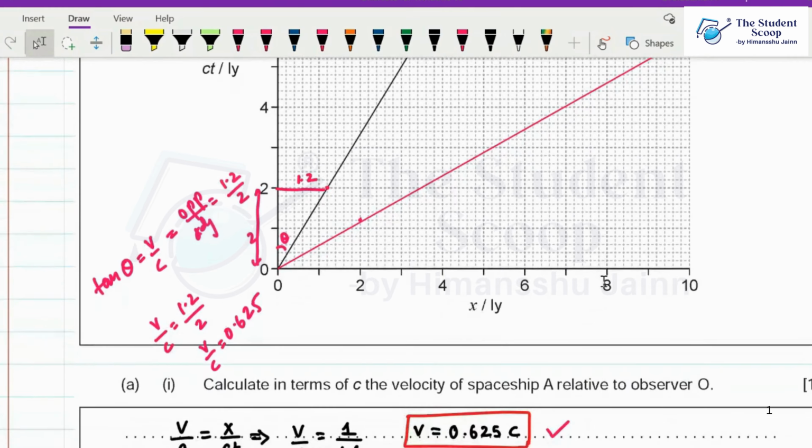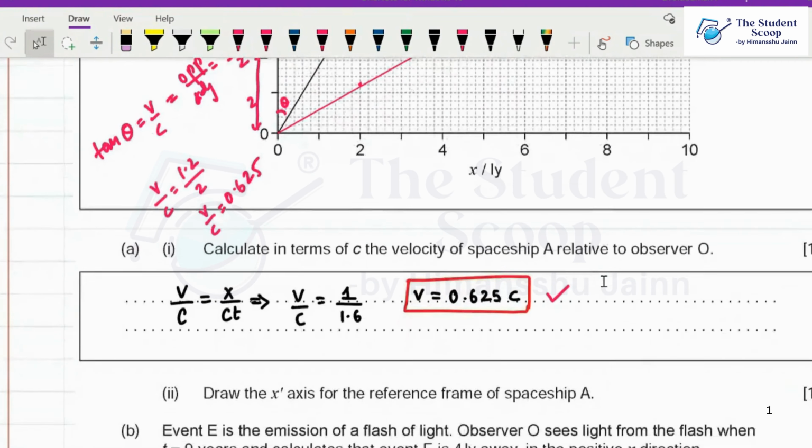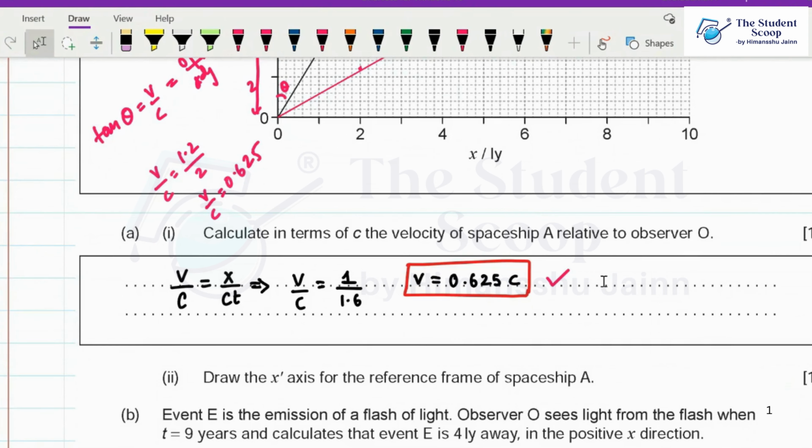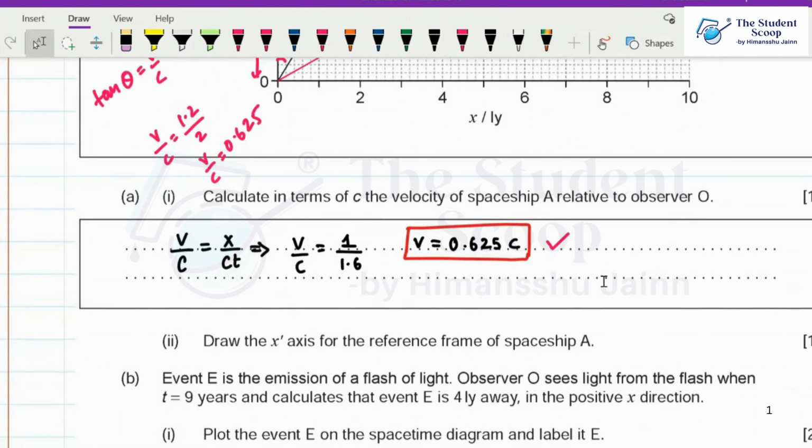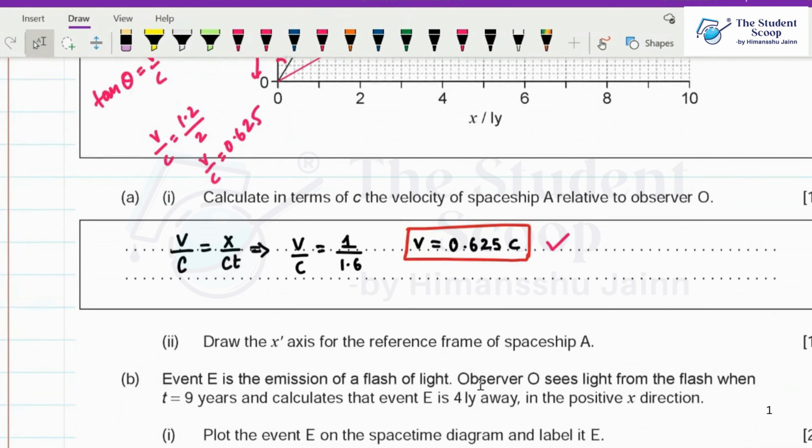Now, the next part of the question: the event E is the emission of a flashlight. Observer O sees light from the flash when t is equal to 9 years. Calculate that the event E is 4 light years away in the positive x direction. Plot the point E on the space-time diagram and label it E. So two pieces of information are given. Observer O observes the light from the event E at time equal to 9 years. Observer O is the rest frame object and measures the event E which is 4 light years away with respect to observer O.